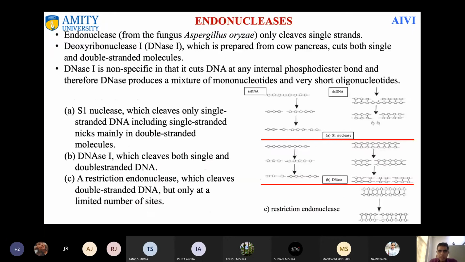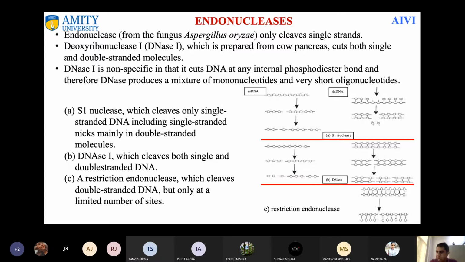Then we talked about the endonucleases, which are the enzymes that cut within, after 2 nucleotides, simply speaking. We gave examples of whether they create a single-stranded cut or a double-stranded one. The example producing a cut in the single-stranded one is S1 nuclease, and for the double-stranded one it is DNase. More types of endonucleases produce cuts at a specific site or a limited number of sites. These we call the restriction endonucleases.